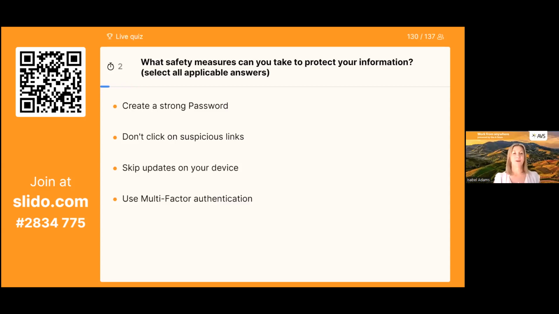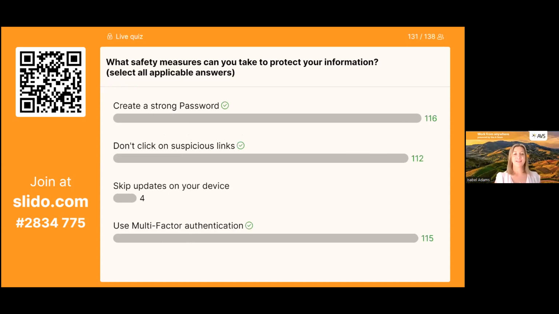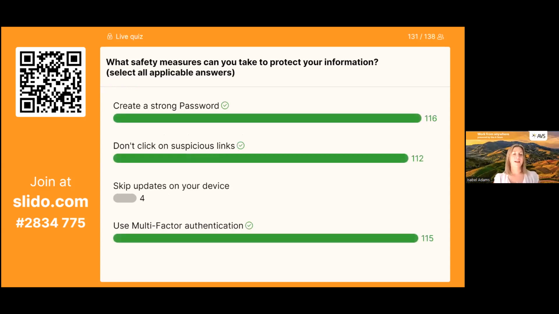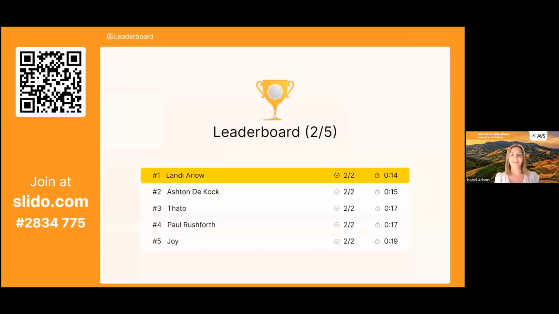Let's see what the correct answers were. Absolutely right. Create strong passwords, don't click on those suspicious links, and use multi-factor authentication. Remember, we don't want to skip the updates on our devices. We want to be running those updates on a regular basis to make sure that we are using the most secure version of that app. So, Landy, well done. You've moved into the leaderboard for this session.